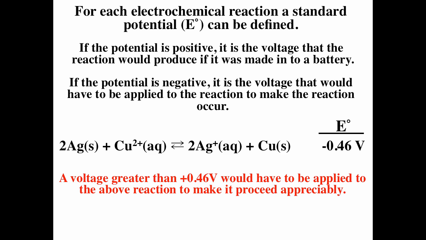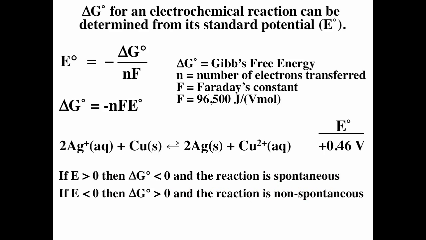Now if we swap products and reactants, we have silver metal plus copper ions going to silver ions plus copper metal. Notice that our potential changed sign. Now the potential is negative, meaning that to force this reaction to occur, we'd have to apply at least 0.46 volts. We can relate the potential to delta G naught: E naught equals minus delta G naught over nF, so delta G naught equals minus nF E naught.